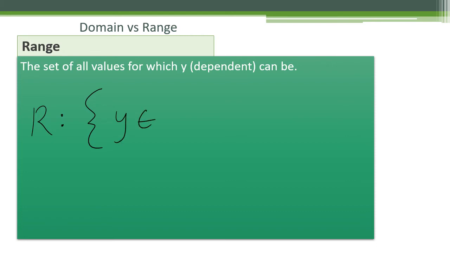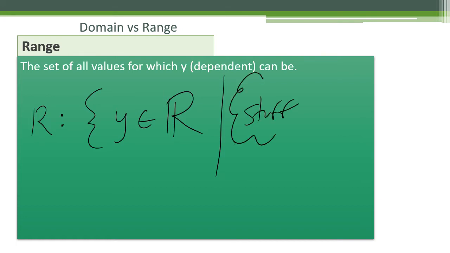Weird looking E symbol. Set of real numbers such that some stuff, which you're never going to write stuff, and then a closed curly bracket. Now I'm not going to label everything here because it's the same as the domain, but format exactly the same. So range, y is an element of the real number set such that blah, blah, blah, blah, blah. And now we are just going to do a bunch of practice questions.